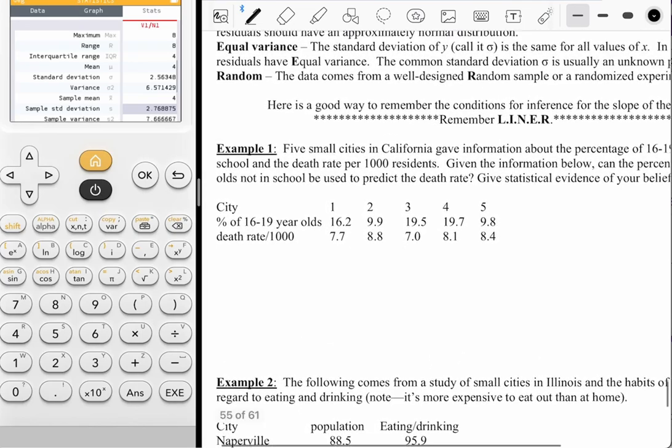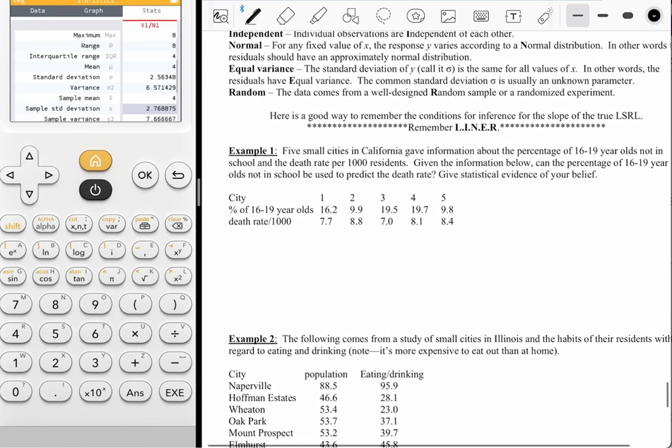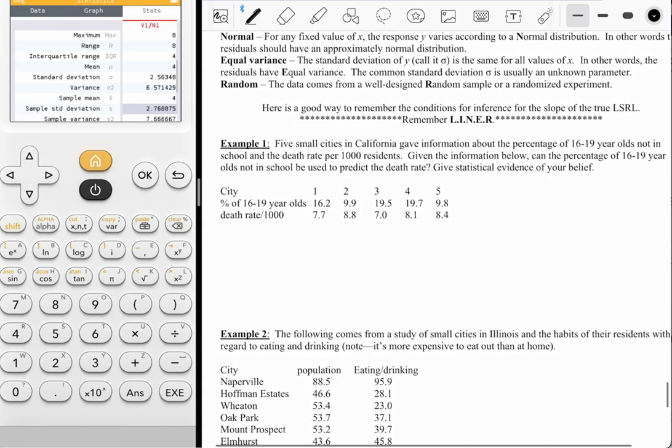Five small cities in California gave information about the percentage of 16 to 19-year-olds not in school and the death rate per 1,000 residents. So, how would those two variables be related? I mean, think about all the different underlying variables that go into it. You're not in school, you're 16 to 19 years old. That probably means that you dropped out of high school. Depending on what you do after dropping out, maybe you go to trade school, in which case you become a plumber.